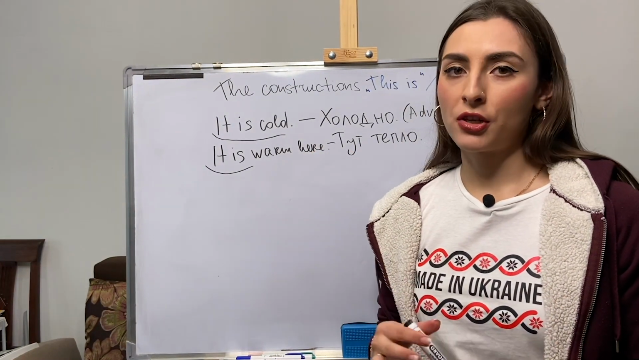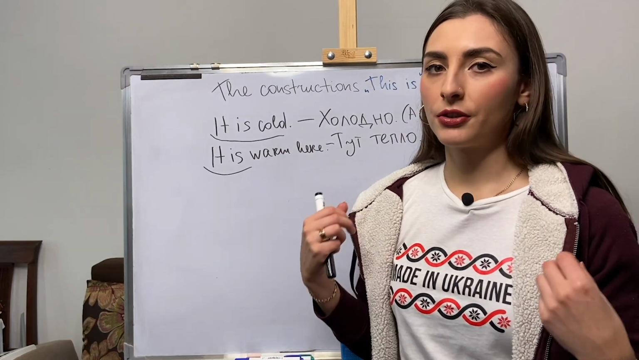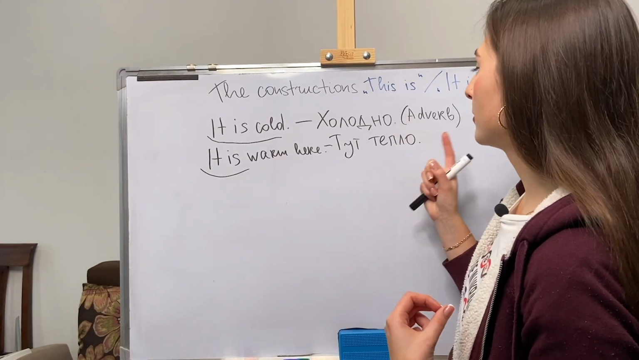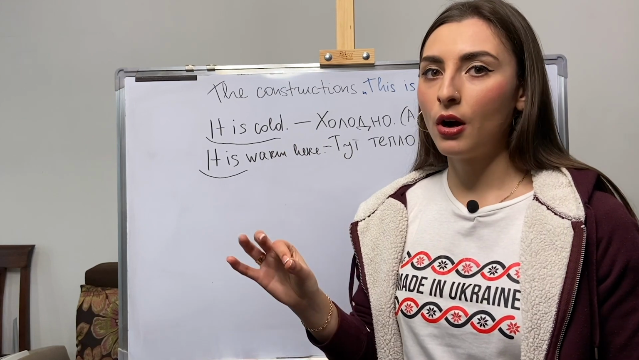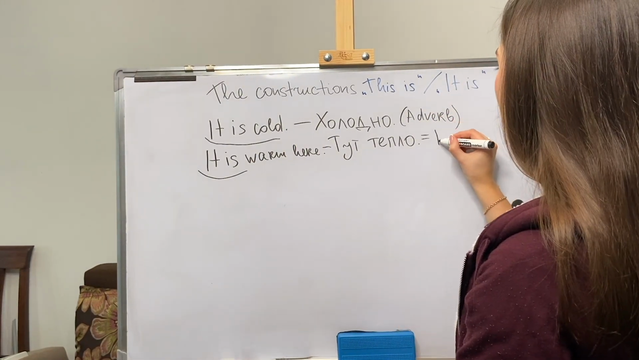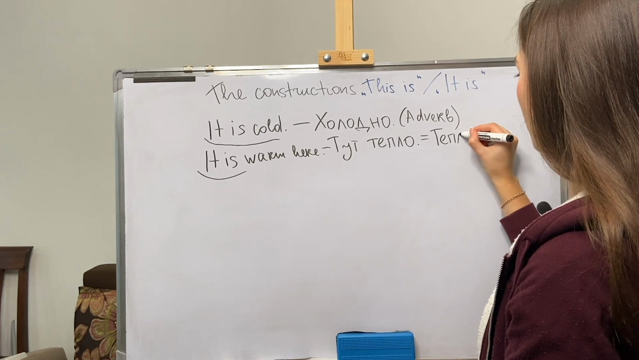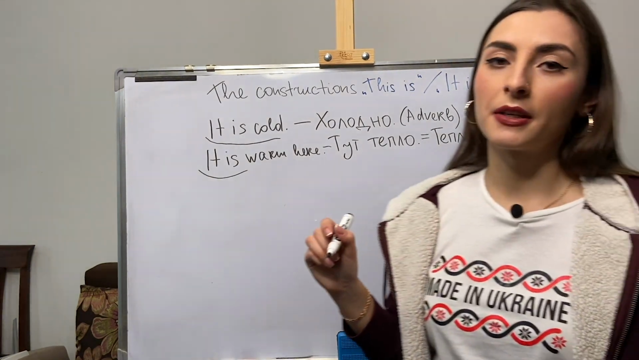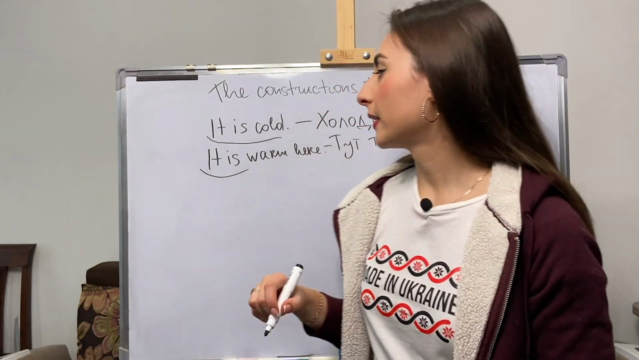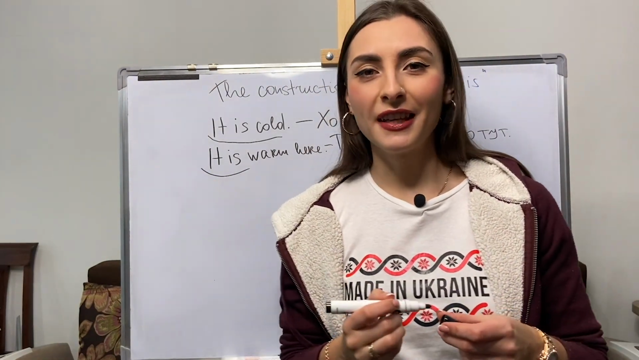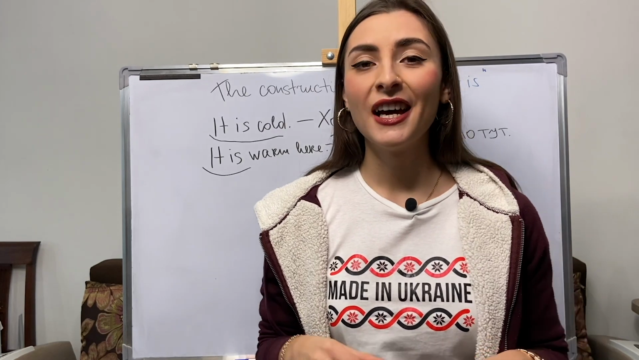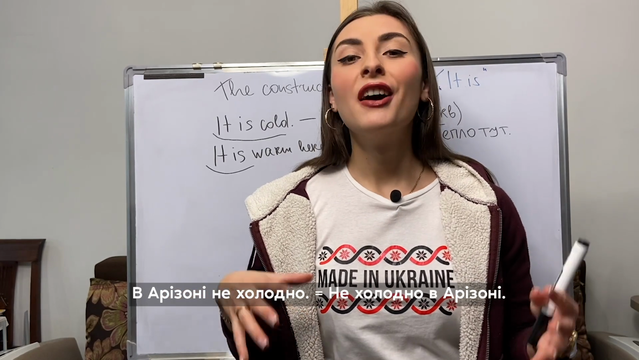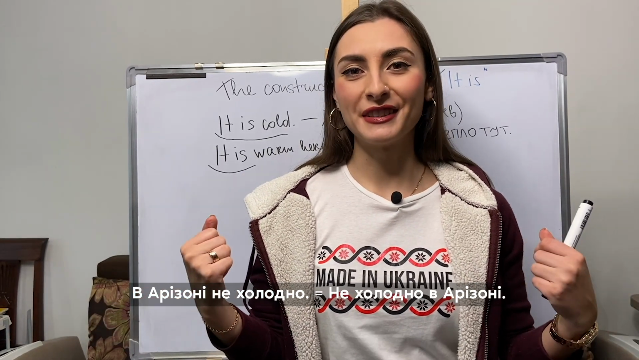Also a very popular question among my beginner students. It doesn't matter, you can put this word тут at the beginning of the sentence, or you can put it at the end. So you can say тут тепло, or you can say тепло тут, and it doesn't matter because it means the same. Okay, so the sentence це не холодно в Аризоні is not correct, so you just have to say в Аризоні не холодно, or не холодно в Аризоні. That is the correct way to say this sentence.